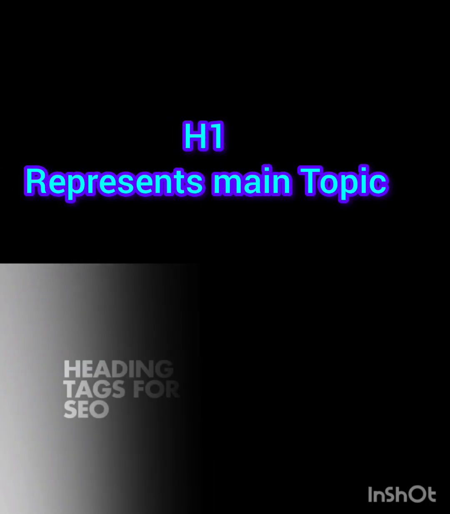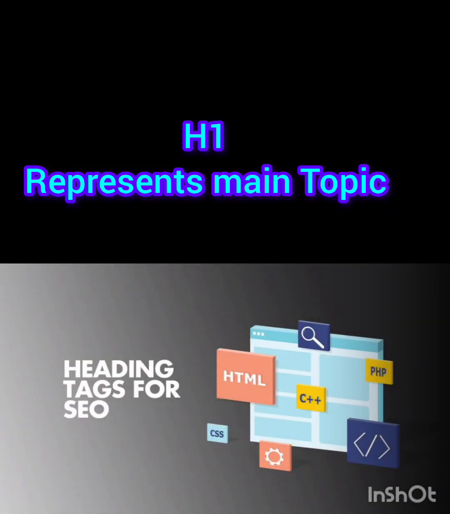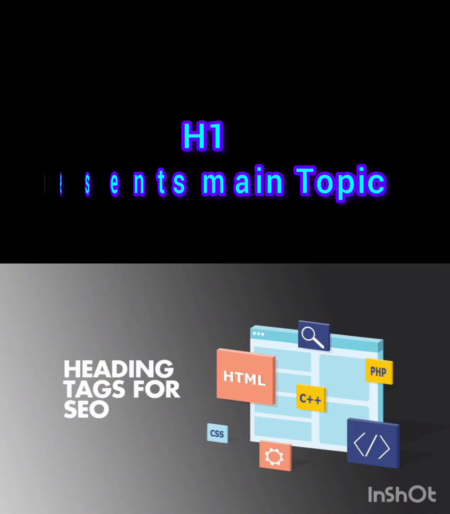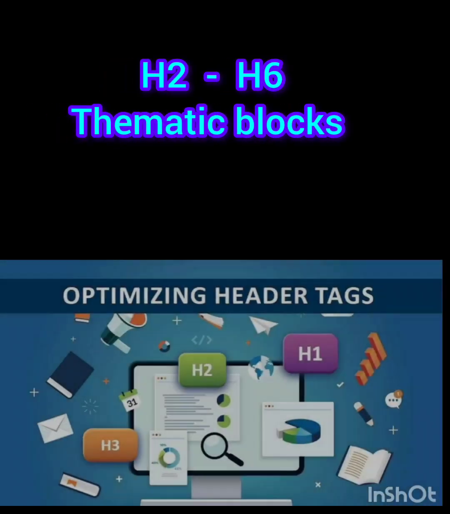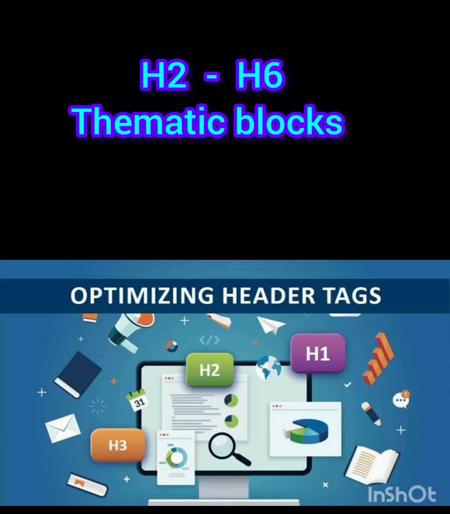H1 is the main tag and most important, which should represent the main topic of your page. There is only one H1 tag for each page, which tells the search engine what the entire page is about. H2 to H6 further break down the content into major thematical blocks, making it scannable to humans, and also help search engines understand primary subtopics.